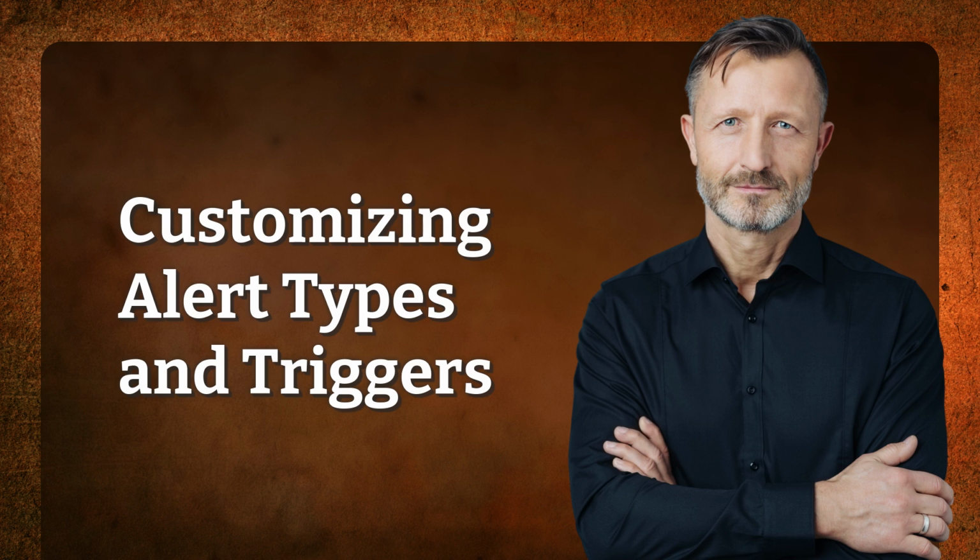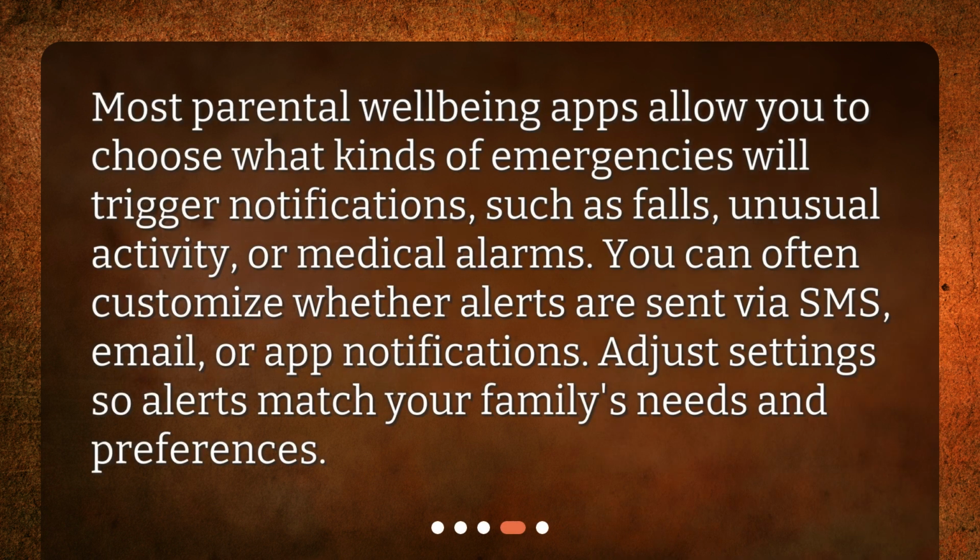Customizing alert types and triggers. Most parental well-being apps allow you to choose what kinds of emergencies will trigger notifications, such as falls, unusual activity, or medical alarms. You can often customize whether alerts are sent via SMS, email, or app notifications. Adjust settings so alerts match your family's needs and preferences.